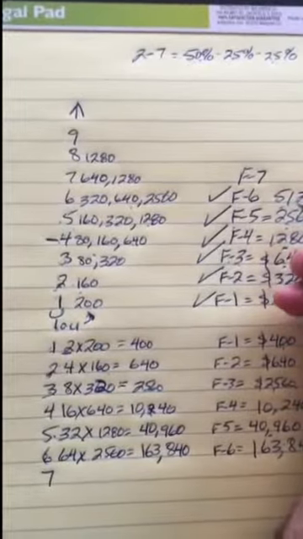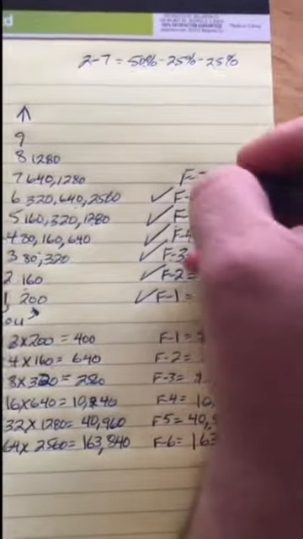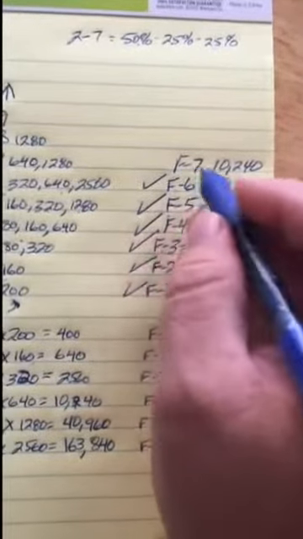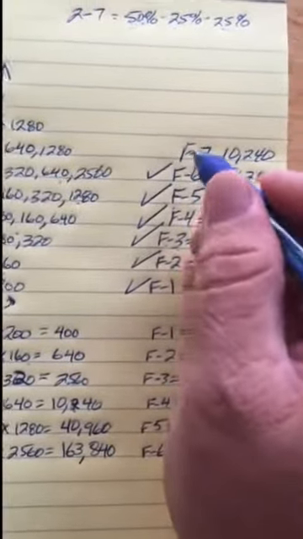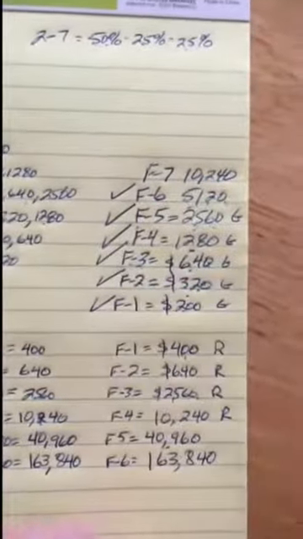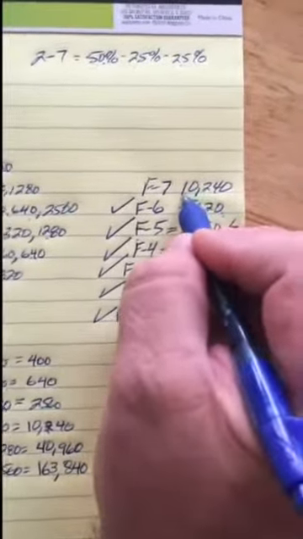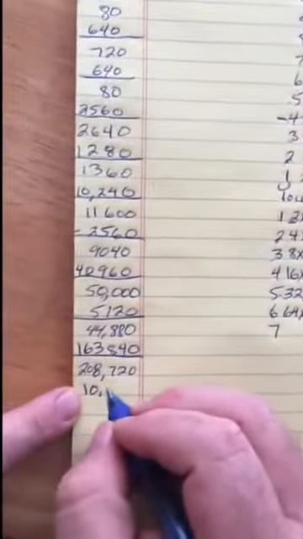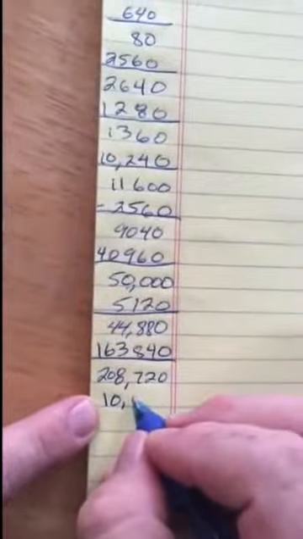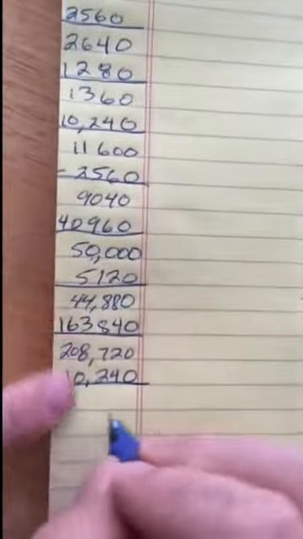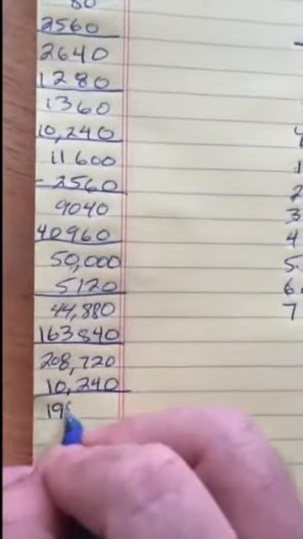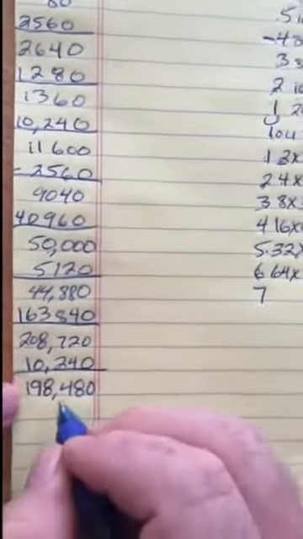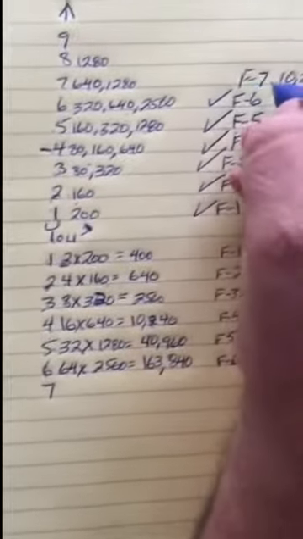Floor 7 is, again, double the steps. 5120 is $10,240 that we have to fund 3 different project managers on the floors above us in order to receive on our floor 7. So we're going to take the $10,240, subtract that from our project fund. That leaves us 198,480 in our project fund after we have funded floor 7.